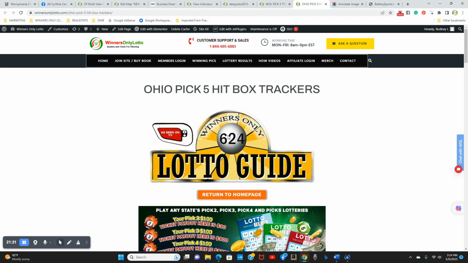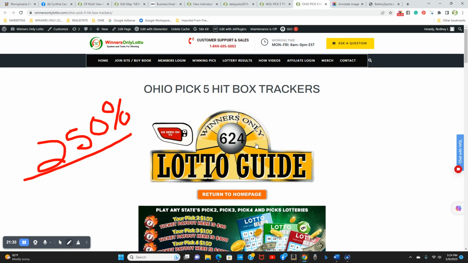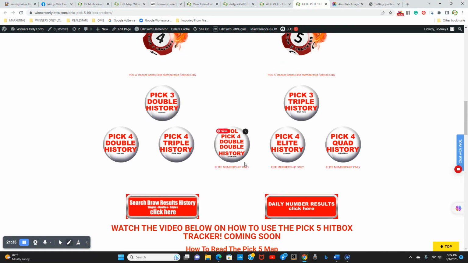Ohio, pick 5 is going to win even at a higher winning percentage. When you understand the math and what we're doing, there is a 250% chance that a number will repeat. Let's put that over here. 250% chance that a number would repeat. There it is. Scroll down.